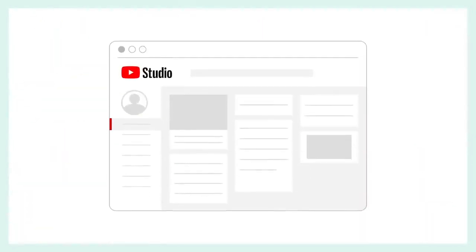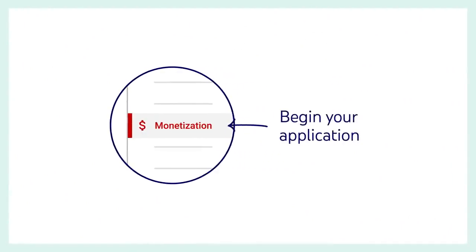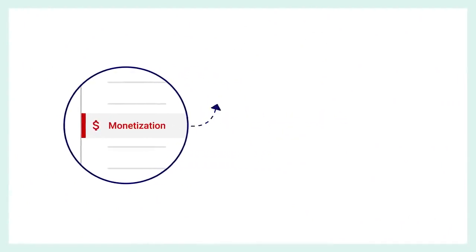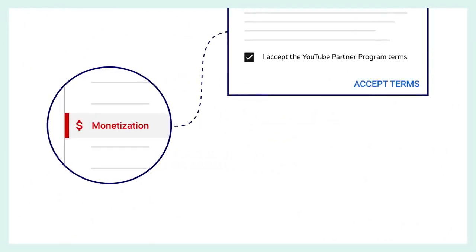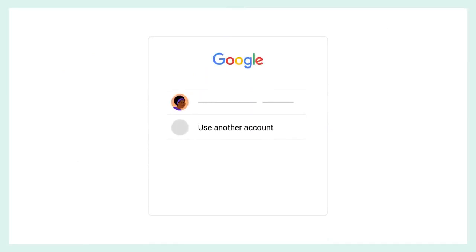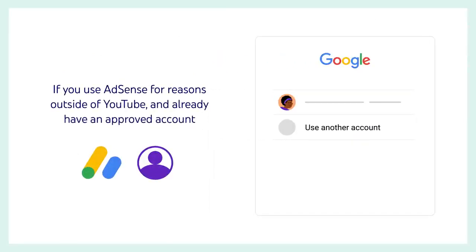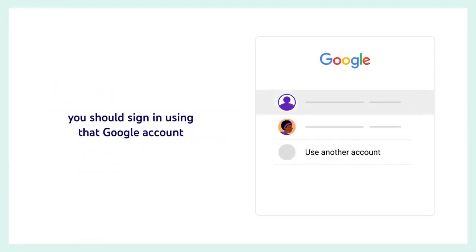First, sign into YouTube Studio on desktop. Go to Monetization in the left menu where you will begin your application. From there, review and accept the YouTube Partner Program terms. Then, click Start on the Sign Up for Google AdSense card. Then choose which Google account you would like to use for AdSense. Note that if you use AdSense for reasons outside of YouTube and already have an approved account, you should sign in using that Google account.